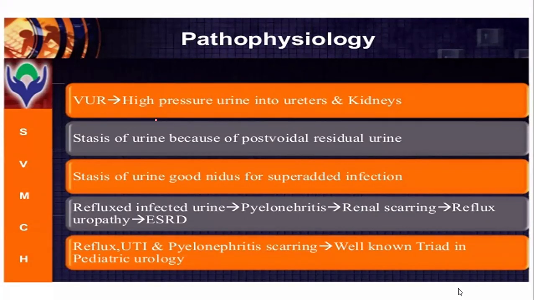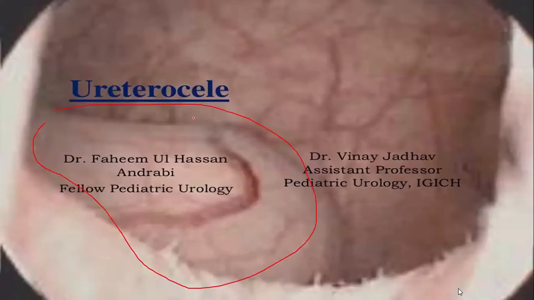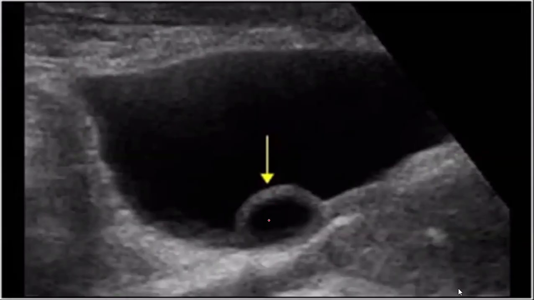VUR, vesicoureteral reflux, high pressure urine into the ureters because of the obstruction. High pressure urine to the ureters and kidneys. Stasis of urine because of postvoid residual urine. If you have this one, your urine cannot just get out. So therefore, the urine stasis. The urine will be there. So you will have recurrent cystitis, and it will reflux to the ureter and then go to the kidneys. So you will have pyelonephritis, all of the infection in the urinary tract.